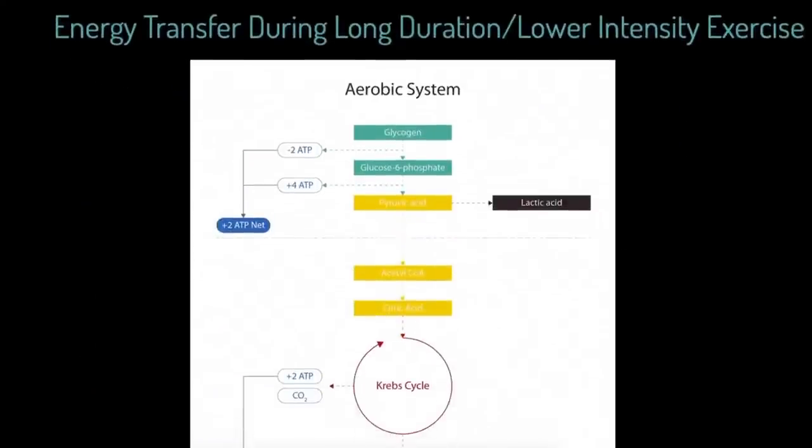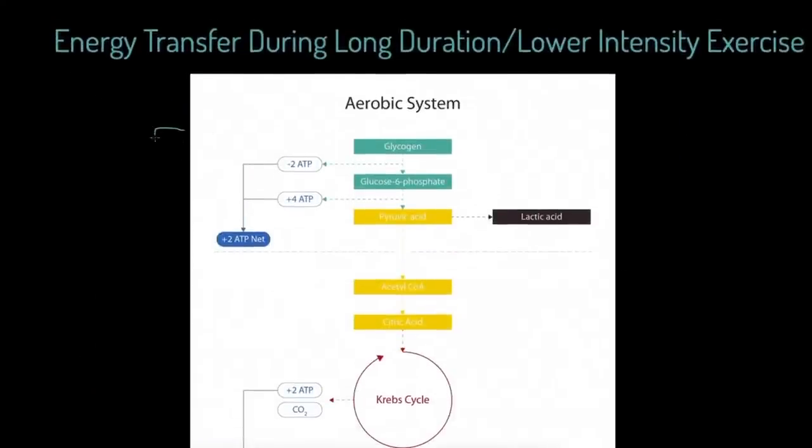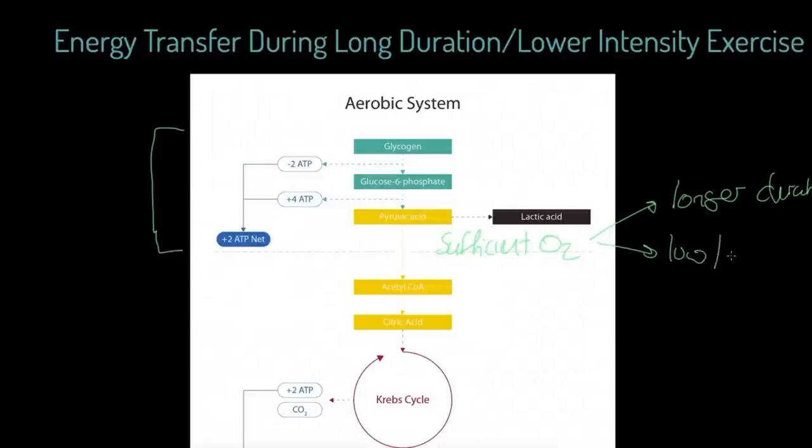Okay, let's go on to our aerobic system. Now, you should be pretty familiar with this part of the system, but it is in fact exactly what we've talked about already. But the point we want to make is, yes, we've got a 2 ATP net gain, but now we have a situation where we have sufficient oxygen to do this work aerobically. Because there's sufficient oxygen there, this must mean a couple of things. It must mean it's longer duration because the oxygen is being delivered, and it must mean it's either low or moderate intensity. If it wasn't, there would not be sufficient oxygen present. So by definition, that's what we're saying here.